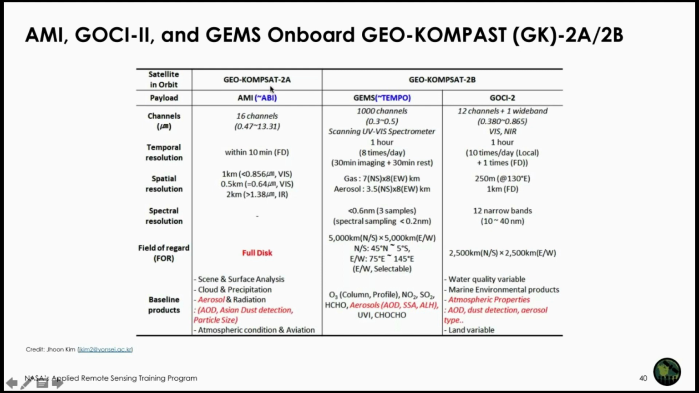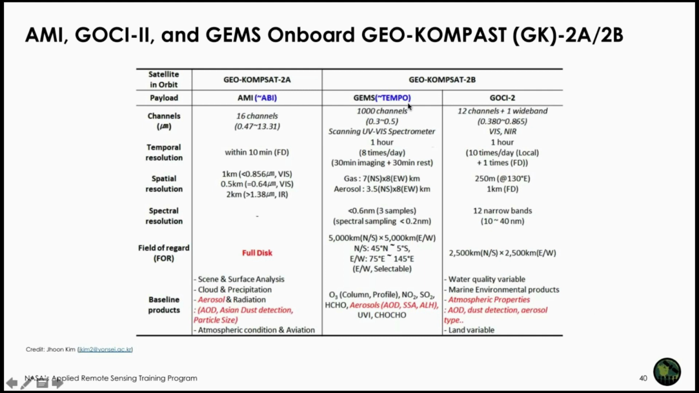GeoKompsat 2A will have the AMI, the meteorological sensor. It's very similar to ABI in the previous presentation. So it will provide a full disk image at 10-minute temporal resolution like Himawari, Fengyun, or ABI over the USA. The Korean Space Agency also will have these sensors, so it will provide aerosol optical depth and size information.